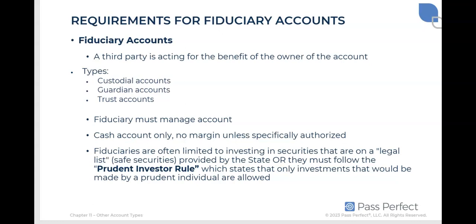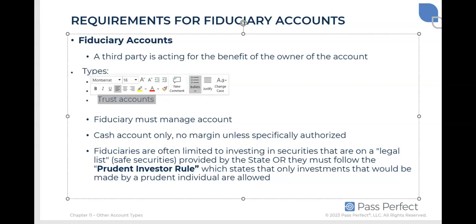Custodial accounts for minors, a guardian account, that's maybe for someone who's an orphan or is mentally incompetent, or a trust. Remember, a trust is a legal entity. Money is being held in trust for a beneficiary. So a fiduciary has to manage the account. They do not have margin. They do not borrow against it unless, for example, if it's a trust account, the trust document must specifically say that buying on margin is all right. If it doesn't say it, then it's not.